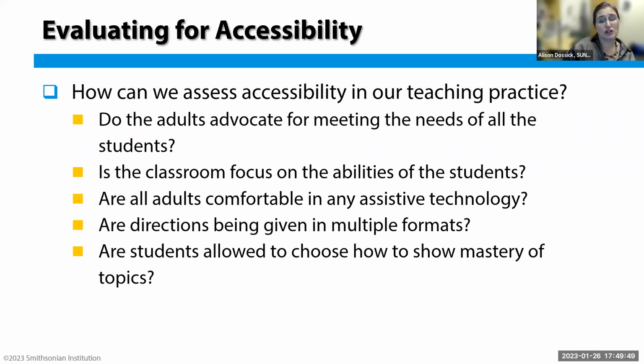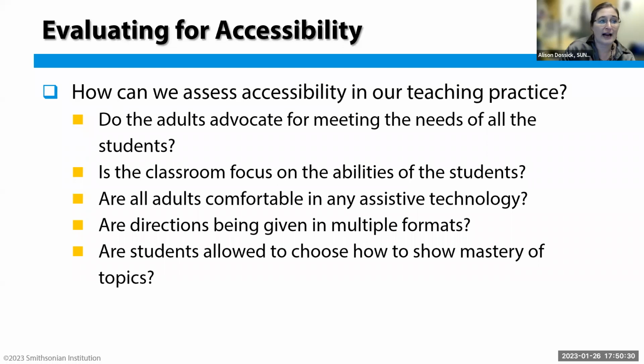And then these are some questions you can ask about your classroom. Are all of the adults in your room advocating for meeting the needs of the students in the class? Is the classroom focused on the abilities? And then administrators can increase teacher confidence by allowing time for teachers to learn about any adapted technology or assistive technology used by students. And it shouldn't be only the one paraprofessional who knows how to use the cochlear implant. All the adults in the room should know how to use the cochlear implant. That way a student doesn't feel like I can only go to that person, and what if they're sick and what's going to happen?